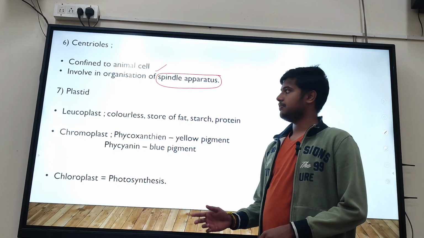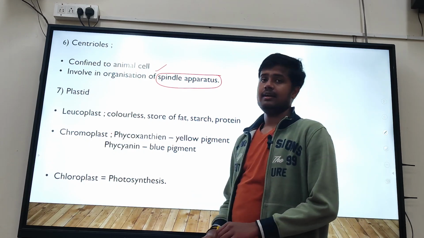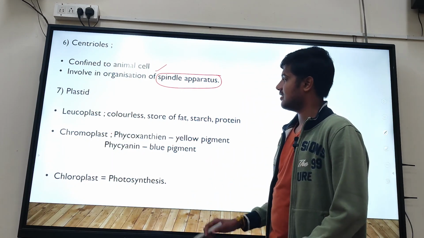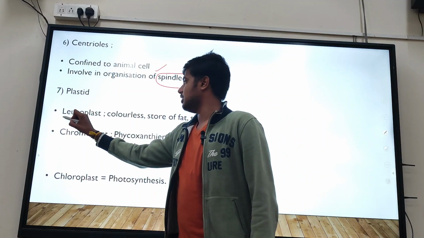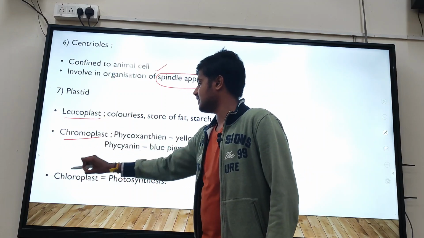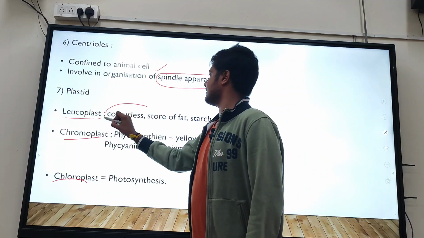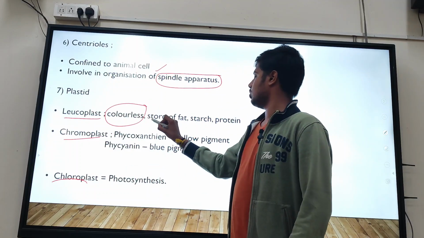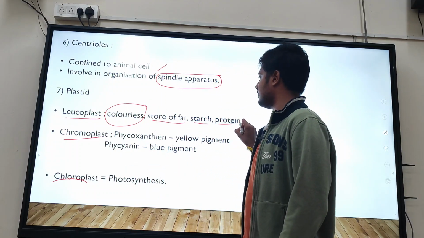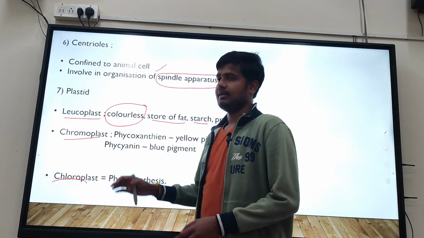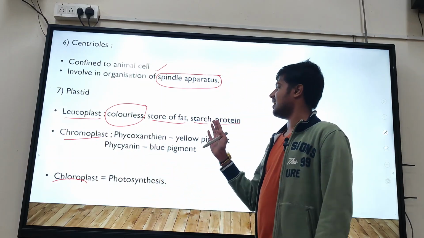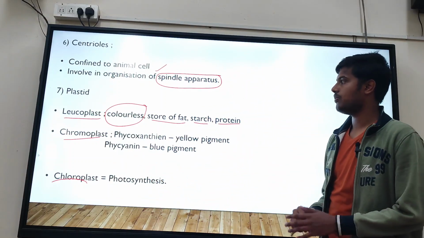And coming to the next part, that is plastid. There are three plastids: leucoplast, chromoplast, and chloroplast. Here leucoplasts are colorless, and fat, starch and proteins are stored in leucoplast.